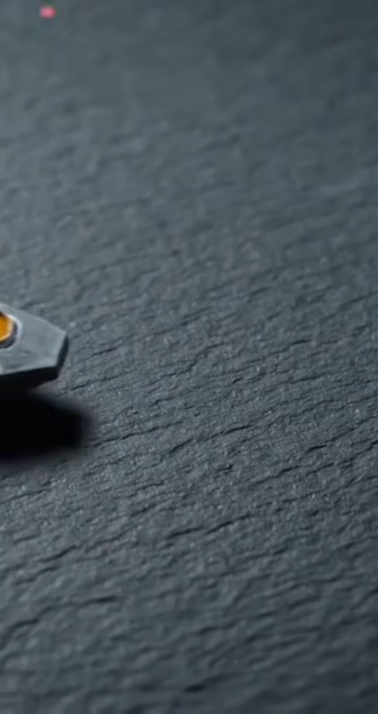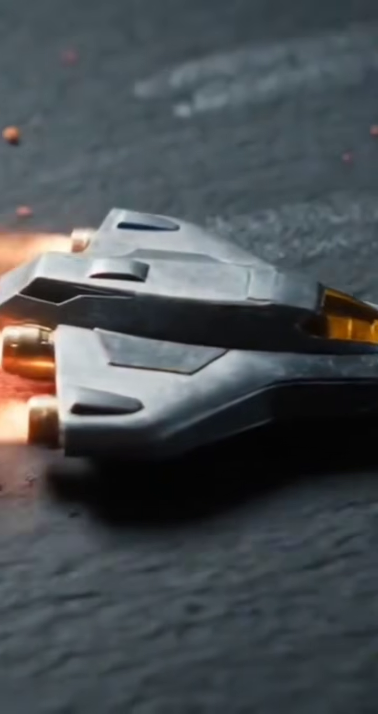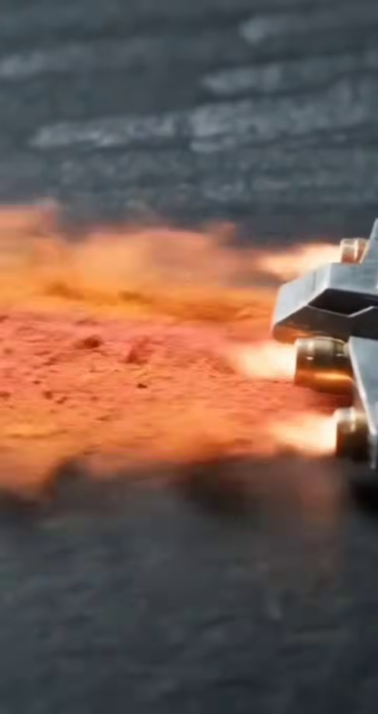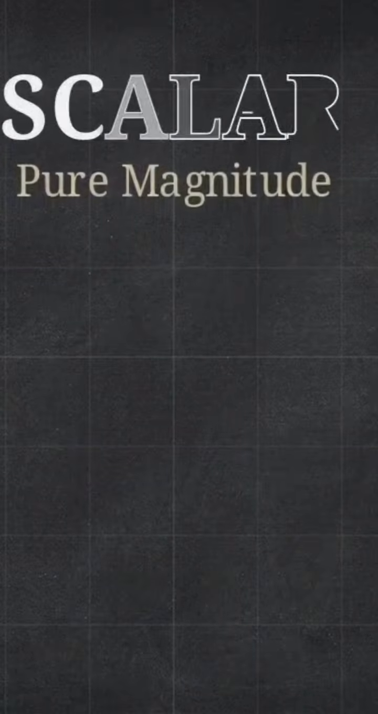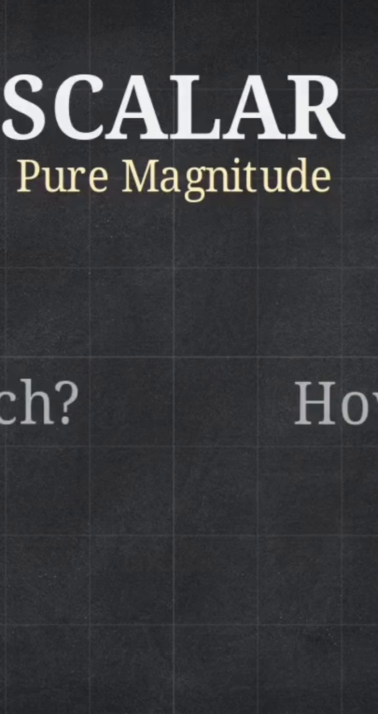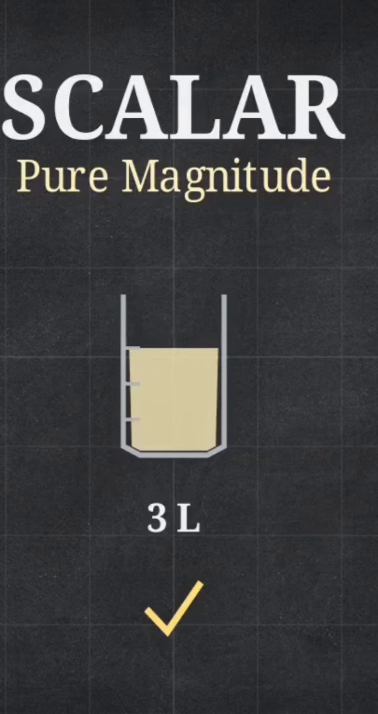Picture a spacecraft re-entering the Earth's atmosphere at 10,000 miles an hour. To measure this, physics usually starts with scalar quantities. A scalar is a measurement of pure magnitude. It tells you how much or how fast. Mass, volume, and speed are all scalars.